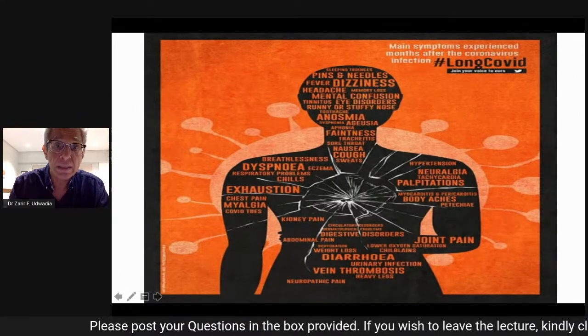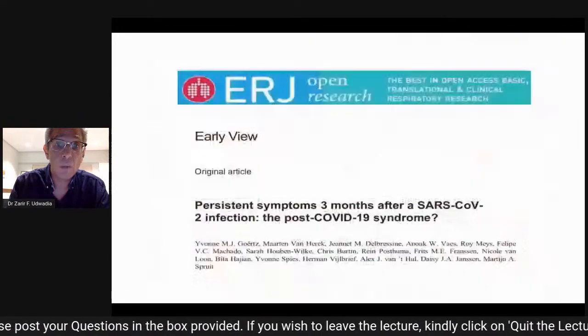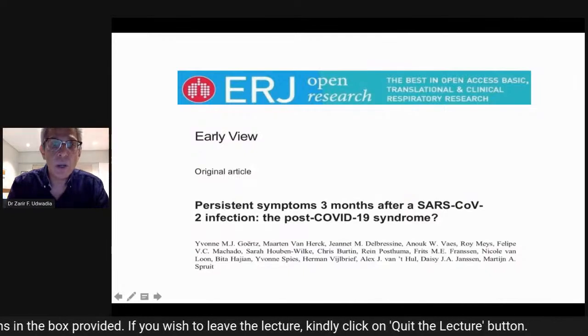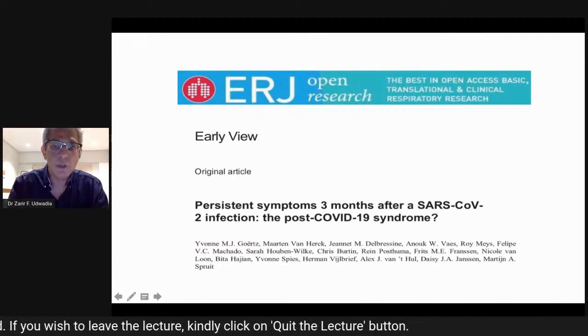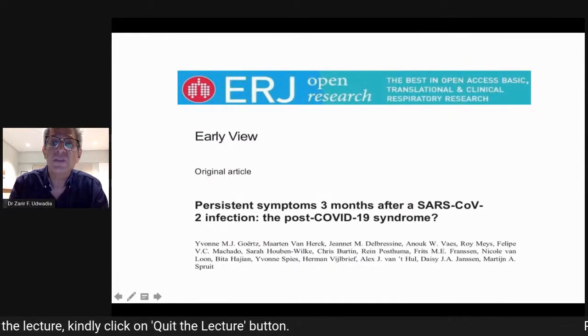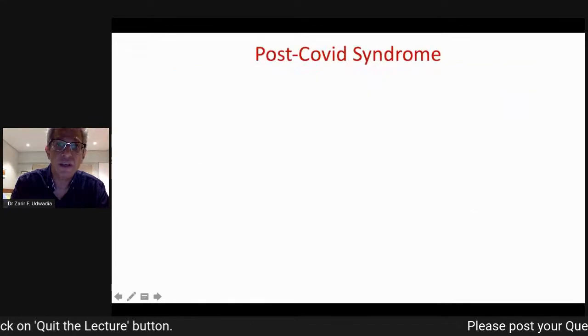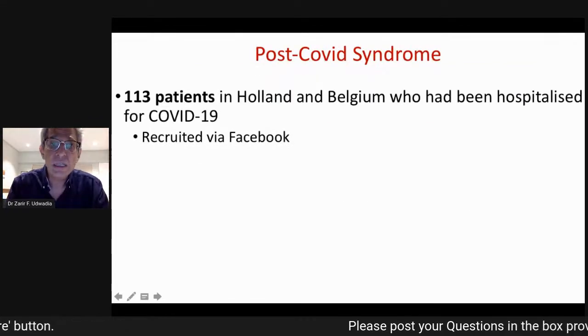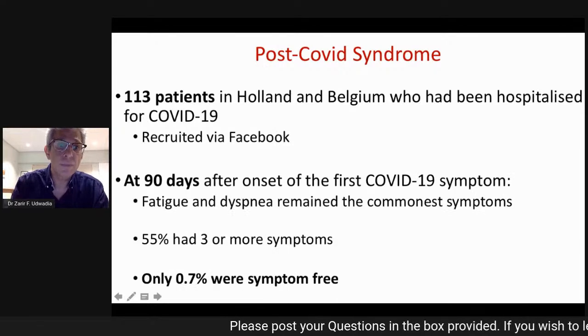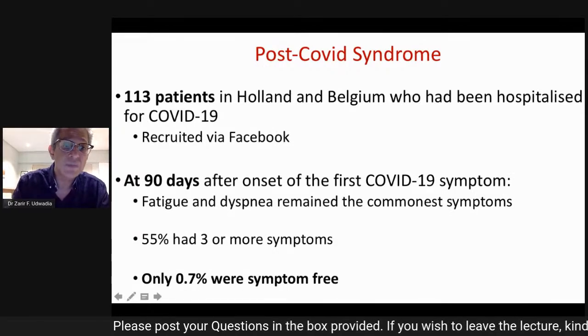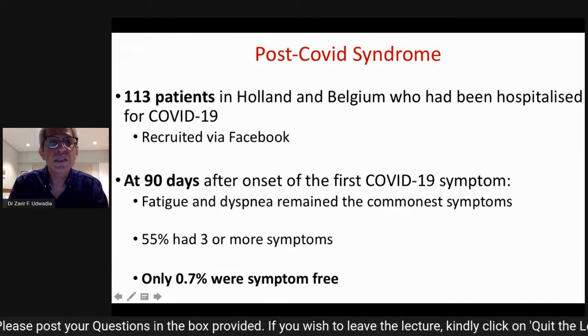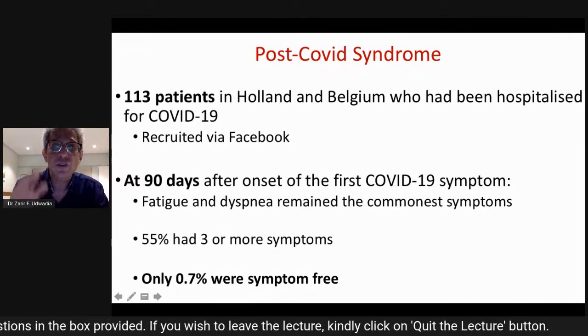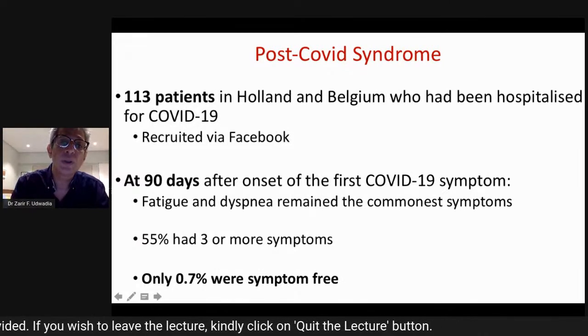in our patients' minds. They're persistent, they're worrying, they may not be dangerous. And this was a wonderful article from the ERJ, which showed that these symptoms persisted at 3 months after this infection. In 113 patients in Holland and Belgium, recruited interestingly via Facebook, 55% have 3 or more symptoms 3 months after they are through with their COVID.